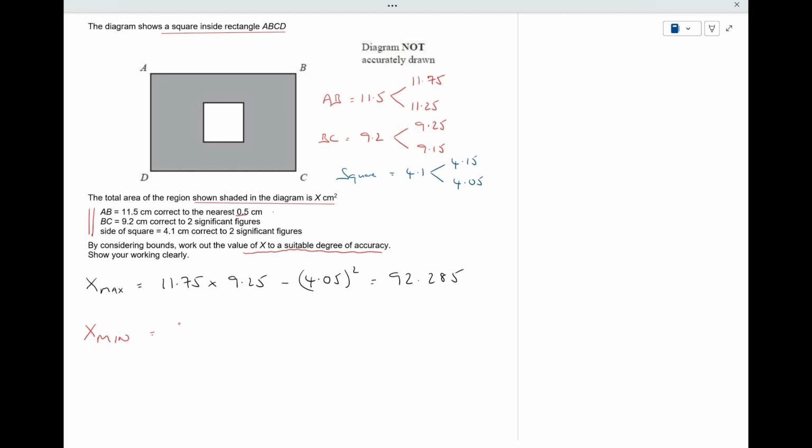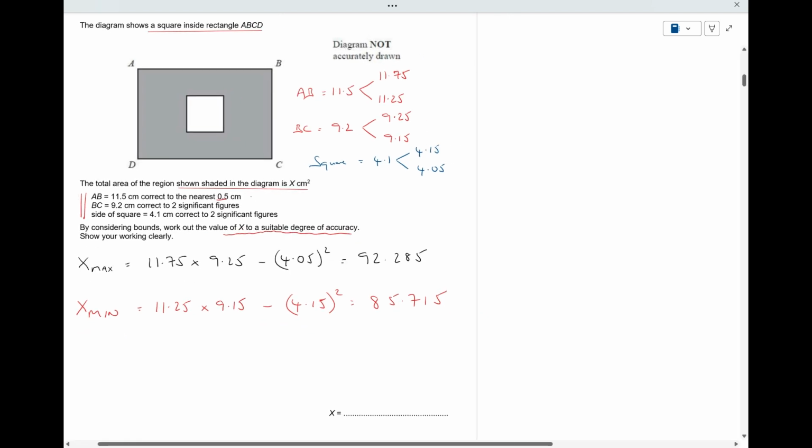Right, now I'm going to work out the lowest possible value of that shaded area, x min. So I'm going to use the smallest possible rectangle, and I'm going to subtract the area of the largest possible square. 11.25 times 9.15 minus 4.15 squared gives me an answer of 85.715.